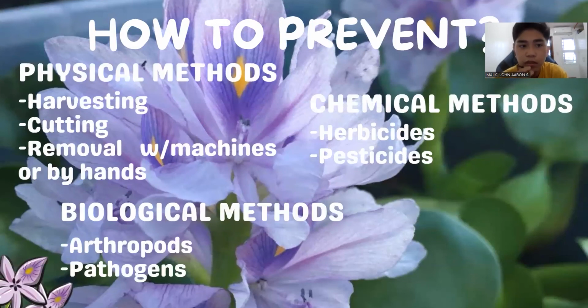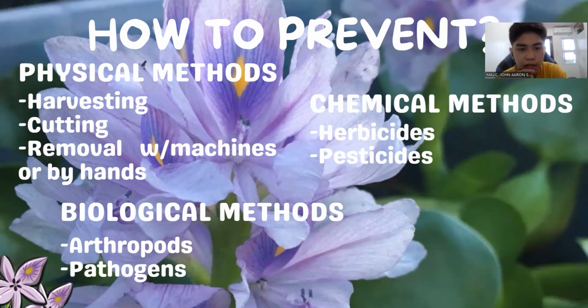With physical methods being harvesting, cutting, removal with machines or by hands, which we can say is like a manual method. And as for chemical methods, they use herbicides and pesticides, which are capable of killing the plant itself, specifically for the plant.